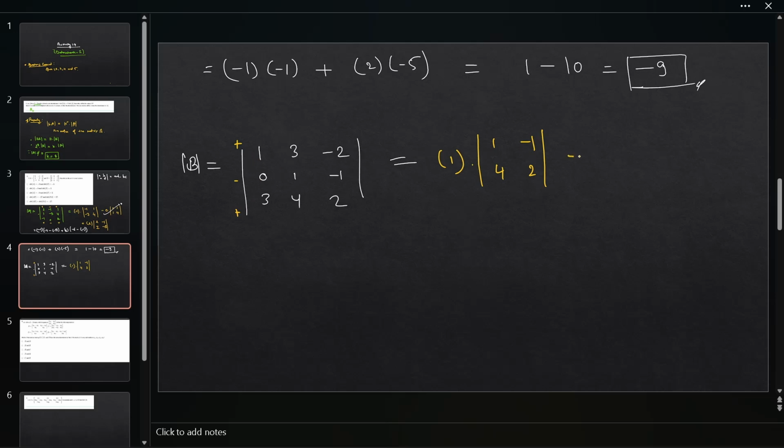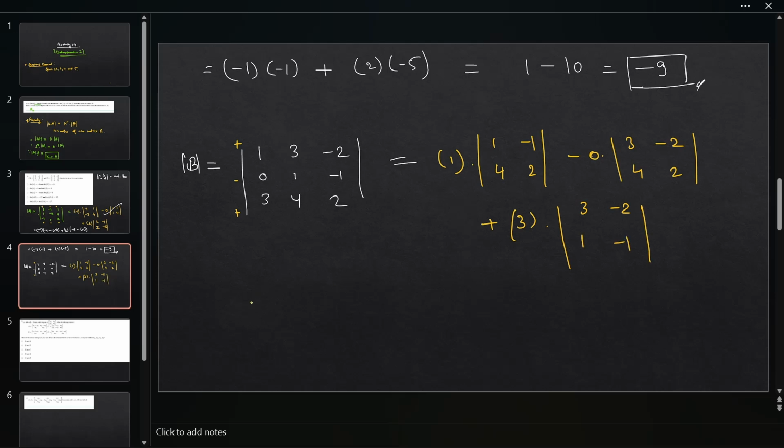So minus of 0 into, let's remove this row, eliminate this column. We'd be left with 3 minus 2 and 4, 2. And finally, we have plus 3. So let's eliminate this row, this column, and we have 3 minus 2, 1 minus 1 with us.